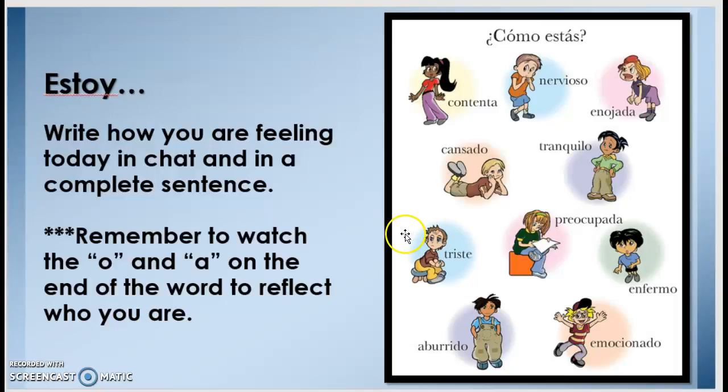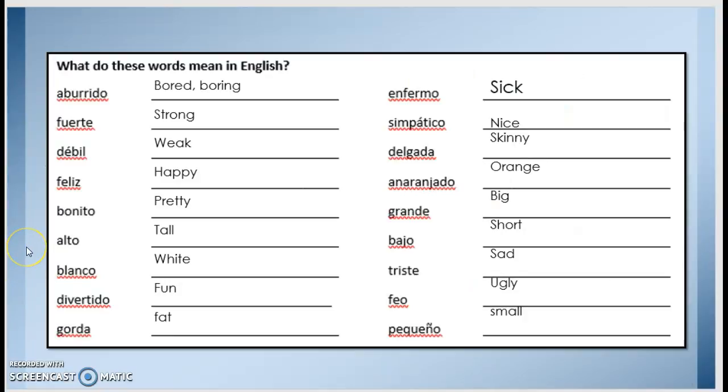Estoy triste. Now, if we go back to our list and I want to talk about physical descriptions or the physical appearance of somebody, that could be words like strong, weak, pretty, tall, fat, nice, short, small. Okay, so all of those words have to do with someone's physical appearance. And so that's different than the feeling words. So we're going to look at some other verbs and talk about that.